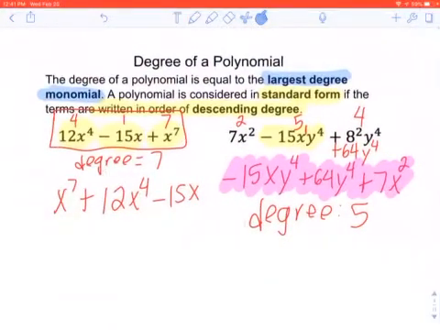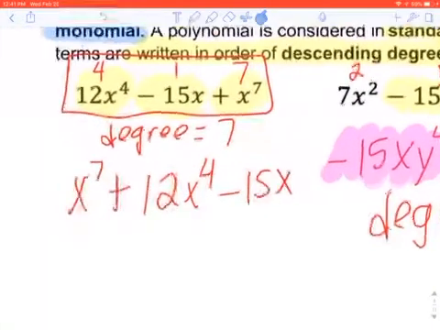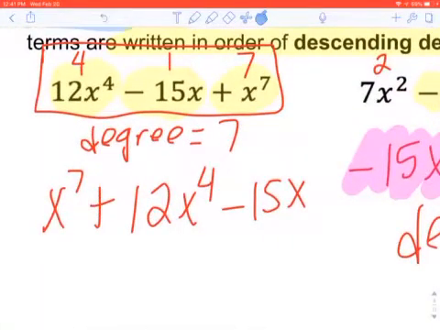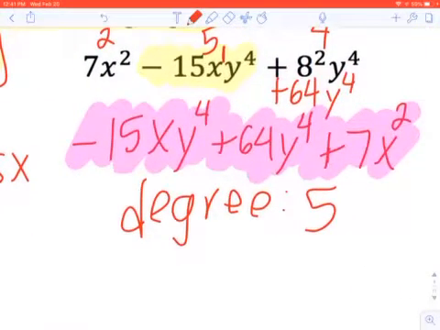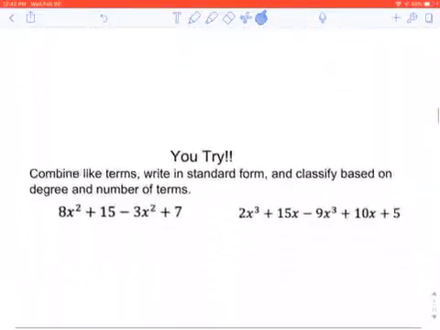So as we go throughout the day, one of the main goals of today's lesson is to classify a polynomial based on how many terms it has and what the degree is. So for this, I would say it is a degree 7 trinomial because there are 1, 2, 3 terms, and then this would be a degree 5 trinomial because again it has 1, 2, 3 terms in it. So that is what we're talking about when we talk about degree.